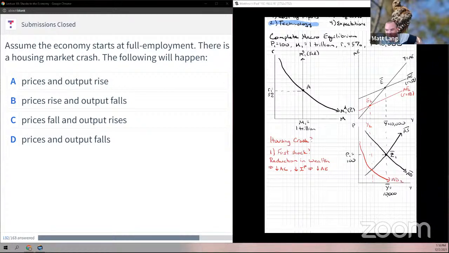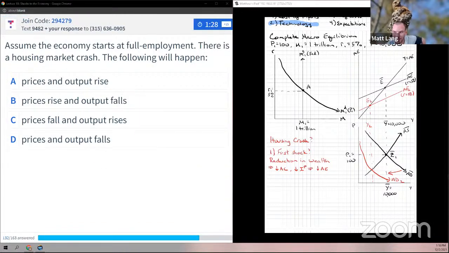Now I'm moving things a little bit quickly. I'm kind of skipping a step. I go through it in the book. You guys can look at it, but ultimately I'm kind of just jumping straight to the finish line here and saying, hey, we're down here. We shifted AD left because prices don't initially change, right? And we can see that, we can draw this.